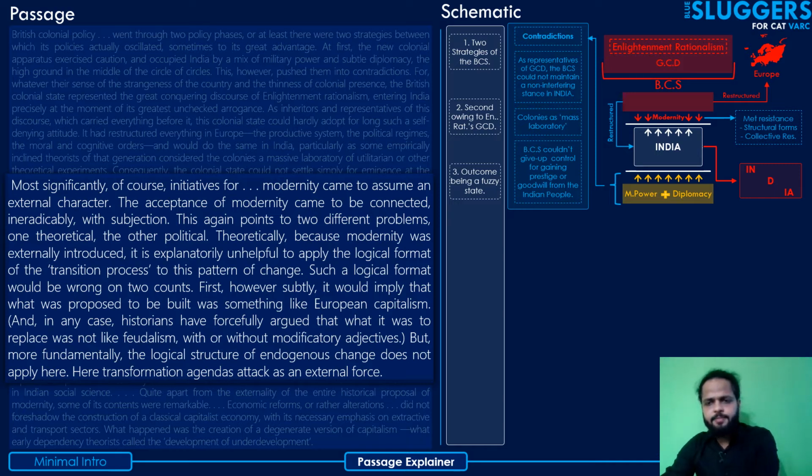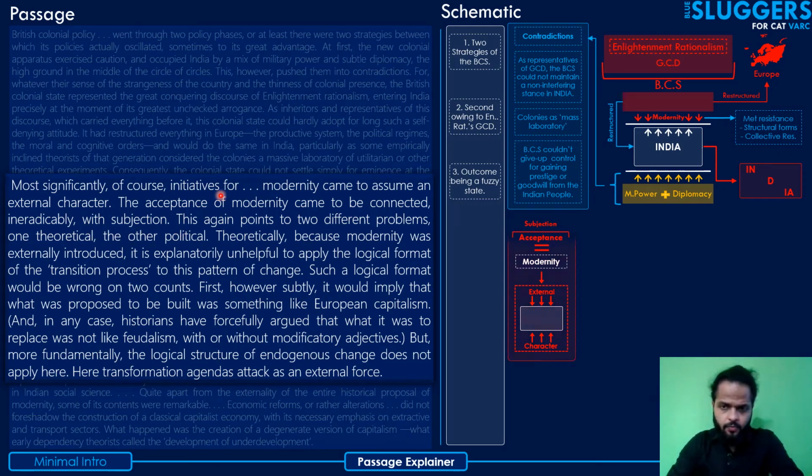Okay. So coming to the next paragraph. Most significantly, of course, initiatives for modernity came to assume an external character. The acceptance of modernity came to be connected ineradicably with subjection. Okay. So, what does the author mean to say by this sentence? See, guys, there are two points he has clarified here.